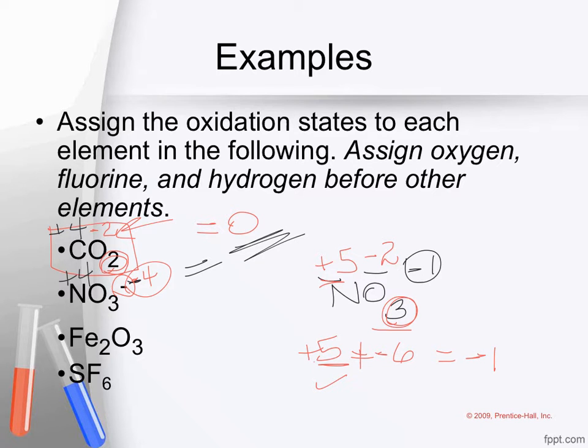Now definitely make yourself turn off the video and see if you can do the last 2 by yourself. All right, let's look at iron(III) oxide. So the easiest way to do this is to realize that that is an ionic compound. How did I know that? Because it consists of a metal and a nonmetal. Ionic compounds contain ions.